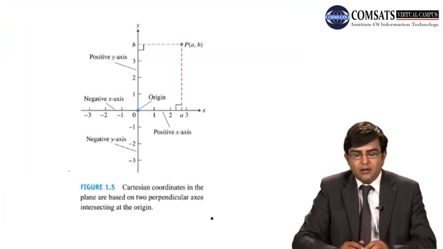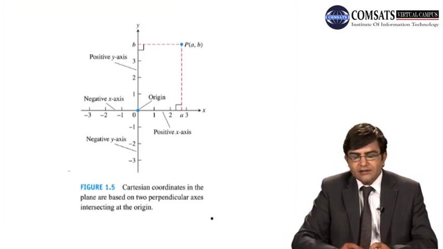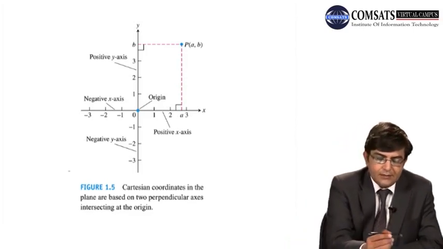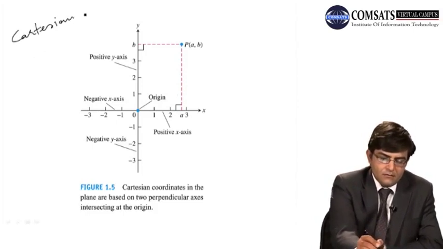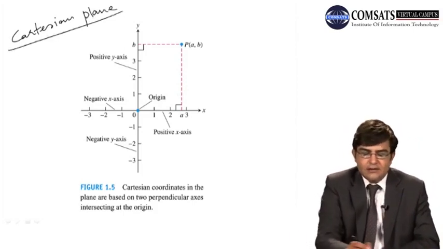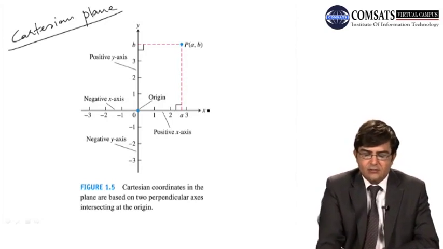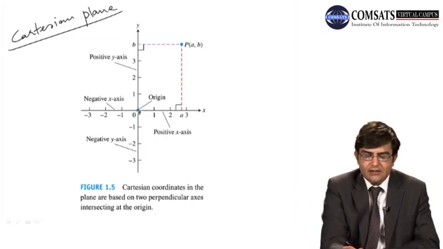Now, how do we plot the functions which are defined on infinite sets, especially on the set of real numbers? We plot them on the Cartesian plane. This is called the x-axis, this is called the y-axis. Here we define 0, which is called the origin. This is the positive x-axis, this is the negative x-axis, positive y-axis, negative y-axis.